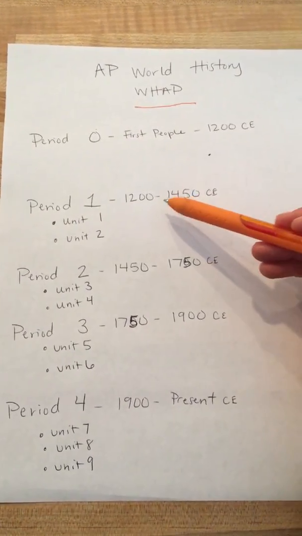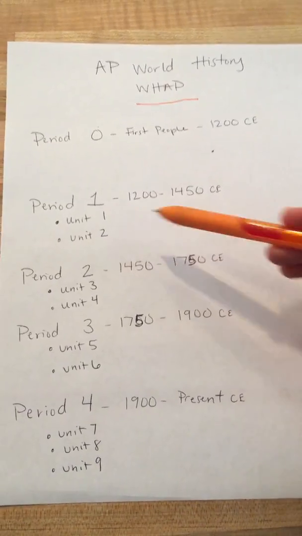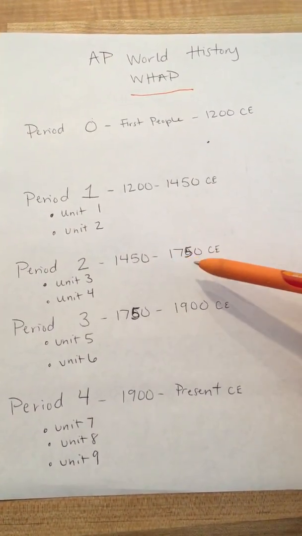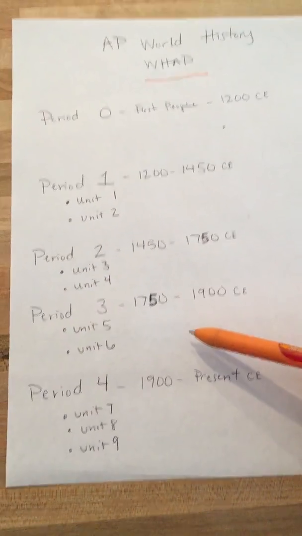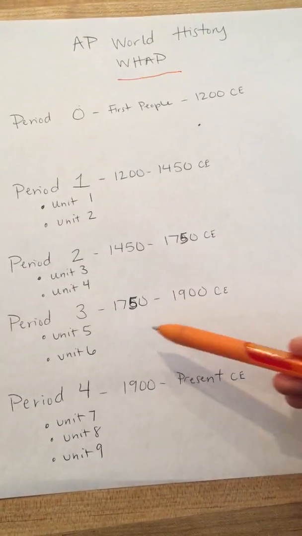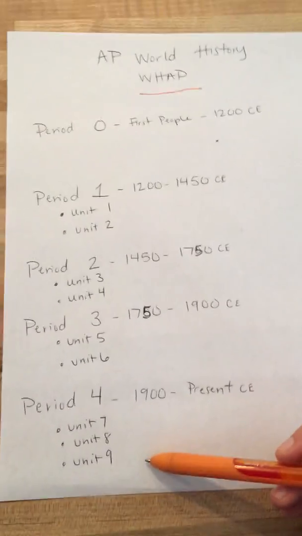And then we have Period 1, which is from 1200 to 1450. Within Period 1, there are 2 units. Then we have Period 2, 1450 to 1750, which also has 2 units. Period 3, 1750 to 1900, has 2 units. And Period 4, 1900 to the present, has 3 units.